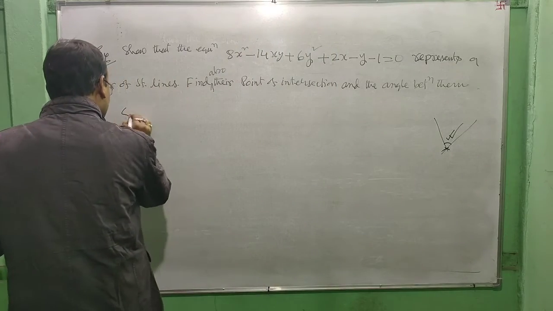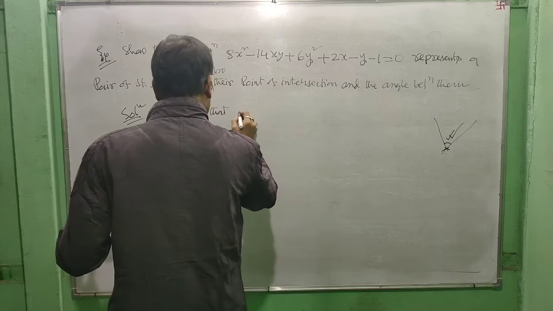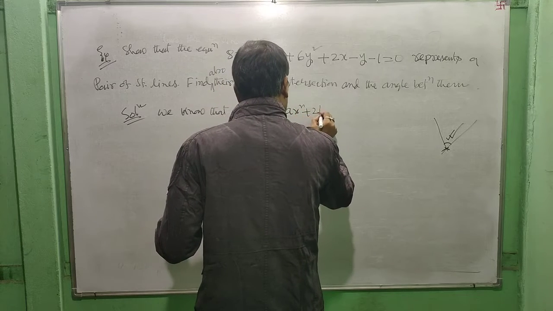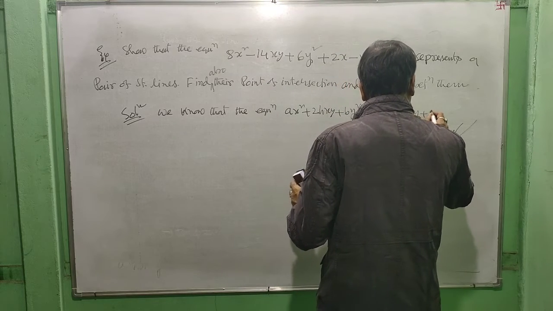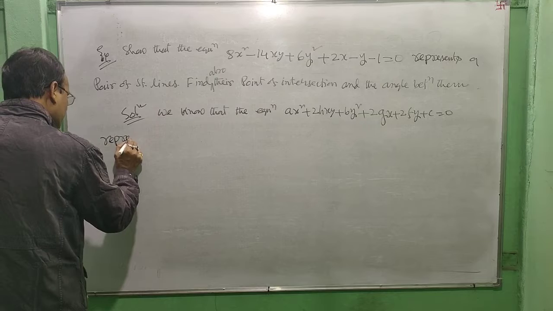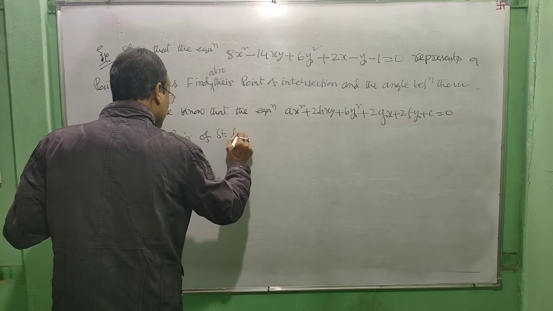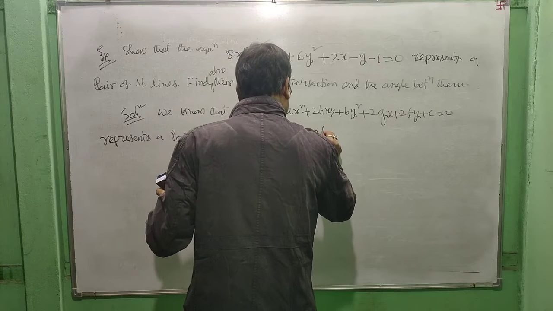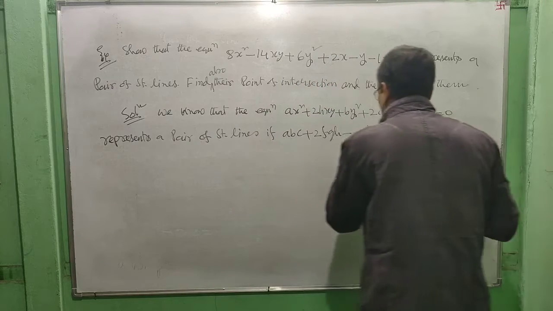Now we know that the general equation of second degree, ax square plus twice hxy plus by square plus twice gx plus twice fy plus c equal to 0 represents a pair of straight lines if abc plus twice fgh minus af square minus bg square minus ch square equal to 0.